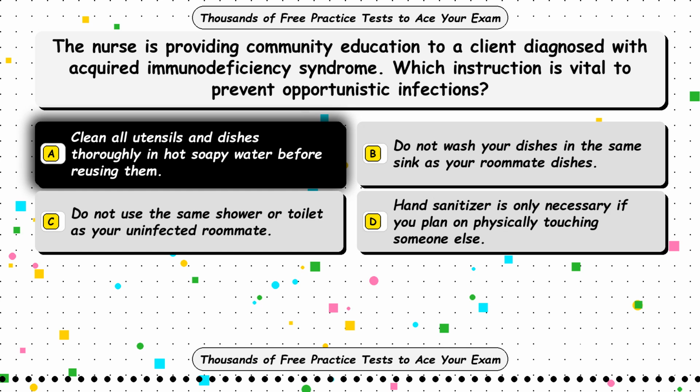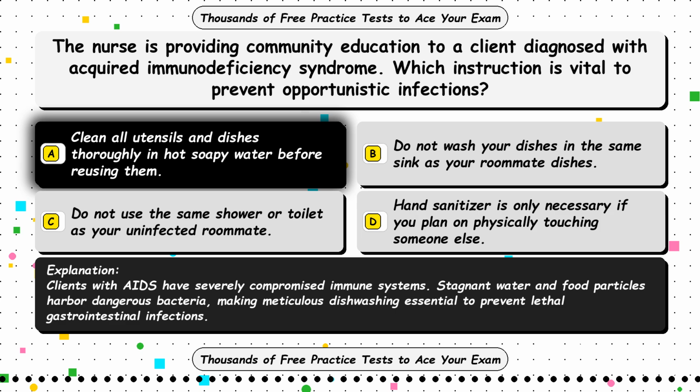The correct answer is option A, clean all utensils and dishes thoroughly in hot soapy water before reusing them. Clients with AIDS have severely compromised immune systems. Stagnant water and food particles harbor dangerous bacteria, making meticulous dishwashing essential to prevent lethal gastrointestinal infections.